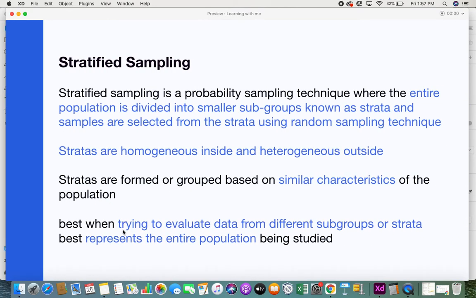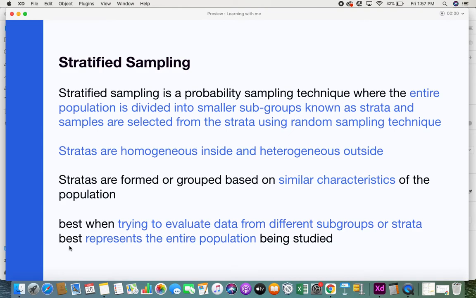And then the last one, when you can use the stratified random sampling. It's best when trying to evaluate data from different subgroups or stratas based on some criterias. Maybe you're doing an analysis on only arts students, only science students, within science only medical students, or only engineering students, or otherwise people based on a particular salary range. It can be anything, okay? So when it comes to dealing with different subgroups or stratas, you can go in for this sampling technique.